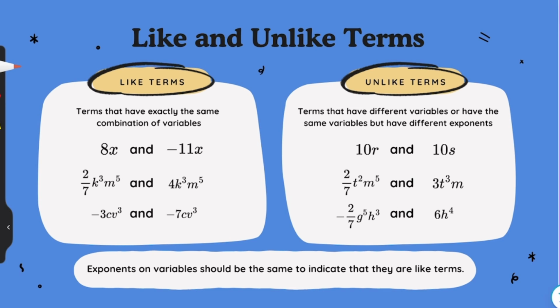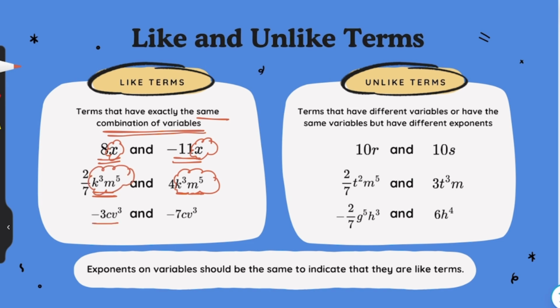Now, like and unlike terms. The terms which have exactly the same combination of variables, meaning the terms which consist of the same variable. For example, here 8x and minus 11x, the variable part is x, so the variable is the same. Similarly here, k to the power 3 m to the power 5 and k to the power 3 m to the power 5, these are the variables, so the variable part is the same. Similarly here, minus 3 cv cube and minus 7 cv cube, so the variable part cv cube and cv cube are the same. That's why these terms are called like terms. What happens to the like terms we'll discuss later.